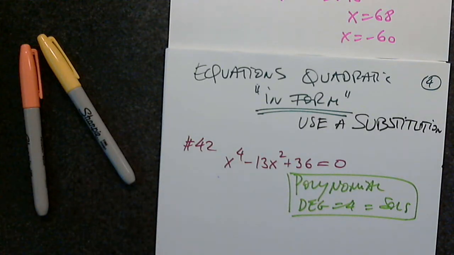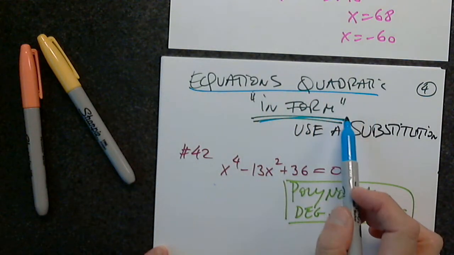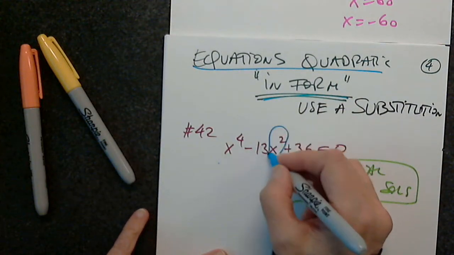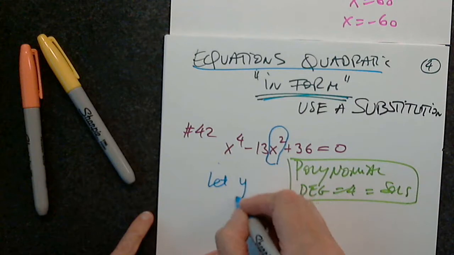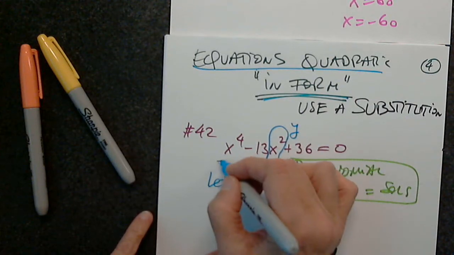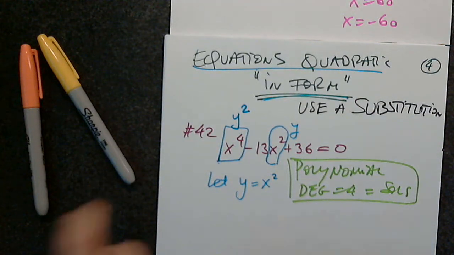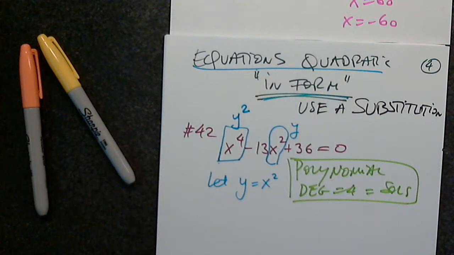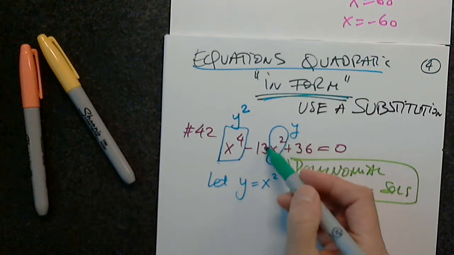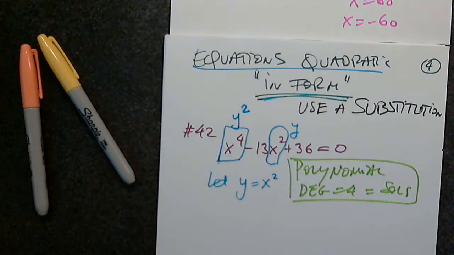I also noticed something else, and this is not for all equations. Not all equations are quadratic in form. But if I notice that this piece can be denoted by y, and this happens to be y squared, I'm in business. But if it's not y squared, then I can't use this method, which means the equation is just polynomial. It's not quadratic in form. So if I denote x squared by y, do I get x to the fourth as being y squared? Yes, because if you square x squared, what do you get? x to the 4th. You copy the base, multiply the exponents.